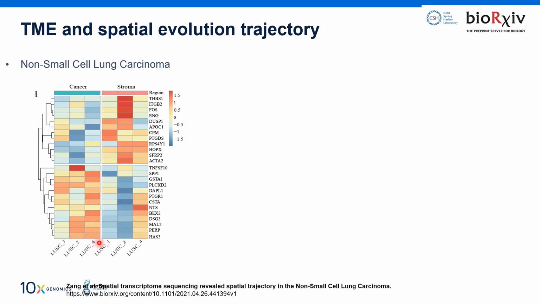In the stroma one also, you can see sample number 2 is behaving differently from cancer number 4 or cancer number 1. Similarly, for all the other genes, you will see a different expression pattern. So that means our tumors are really very heterogeneous at the individual level.